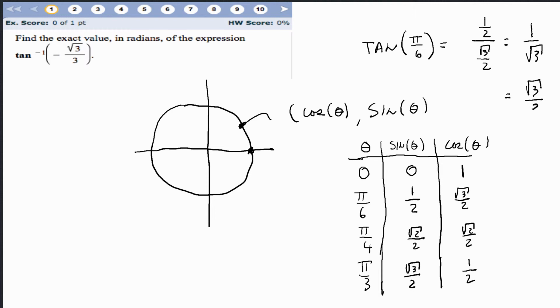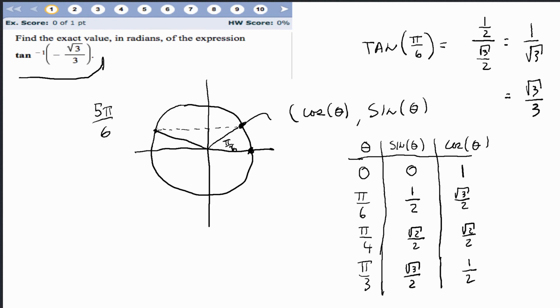So it's fairly related to the question that we're being asked here, and that is to find the exact value in radians of this expression. Now, notice there's this minus sign. So what does that have to do with it? Well, looking at this picture, this is pi over 6. If you march over here, we get to pi minus pi over 6, that's 5 pi over 6.